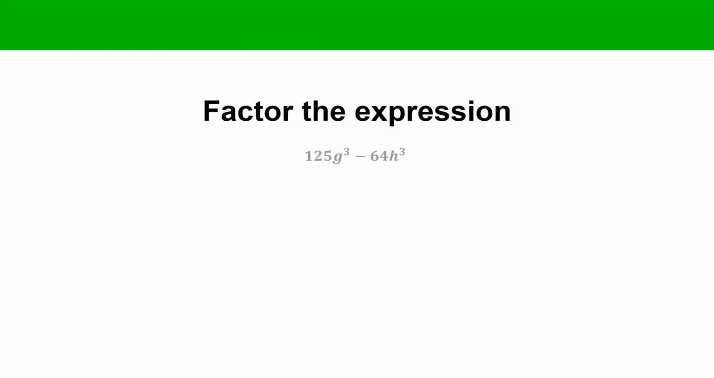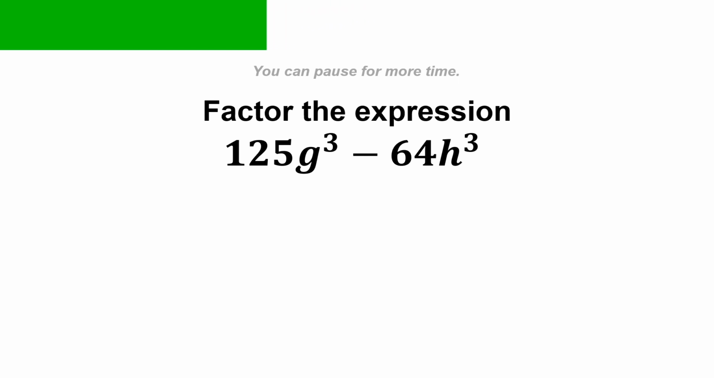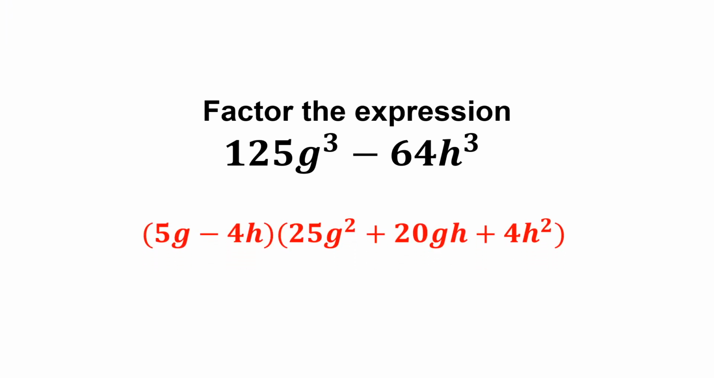Factor the expression 125g cubed minus 64h cubed. The factored form is the quantity 5g minus 4h times the quantity 25g squared plus 20gh plus 16h squared.